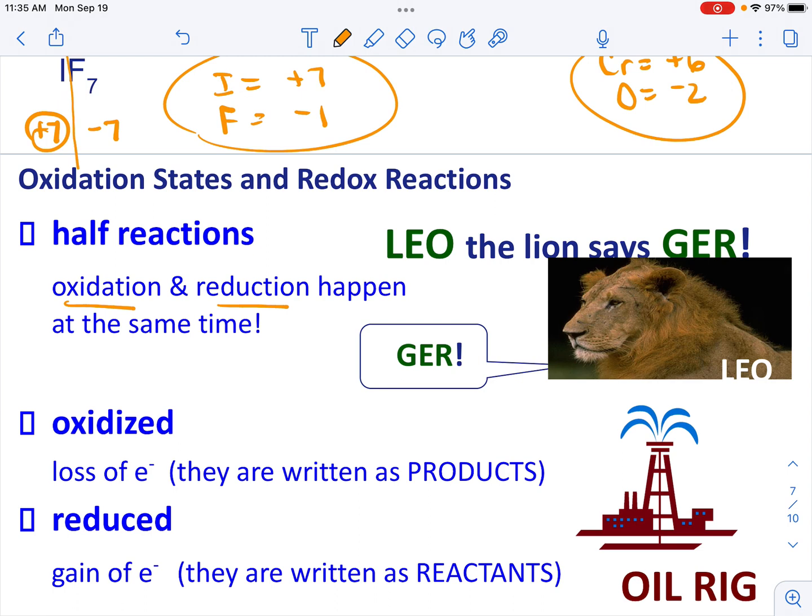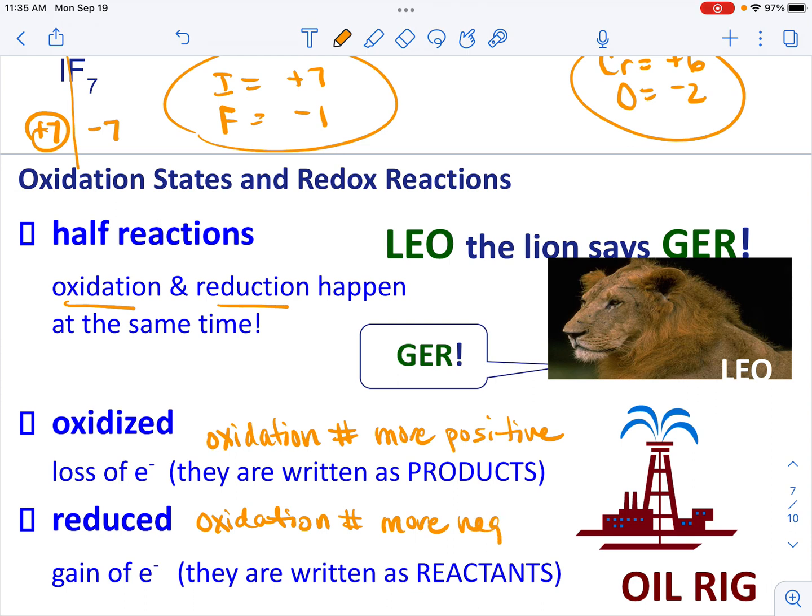You should know that oxidation is a loss of electrons, which means that if you're losing electrons, your oxidation number gets more positive. It increases because you're losing electrons. And if you're reducing, you're gaining electrons, and this means that your oxidation number gets more negative. It may not become negative, but it's going to be more negative than it was. And this is how you want to think about it.